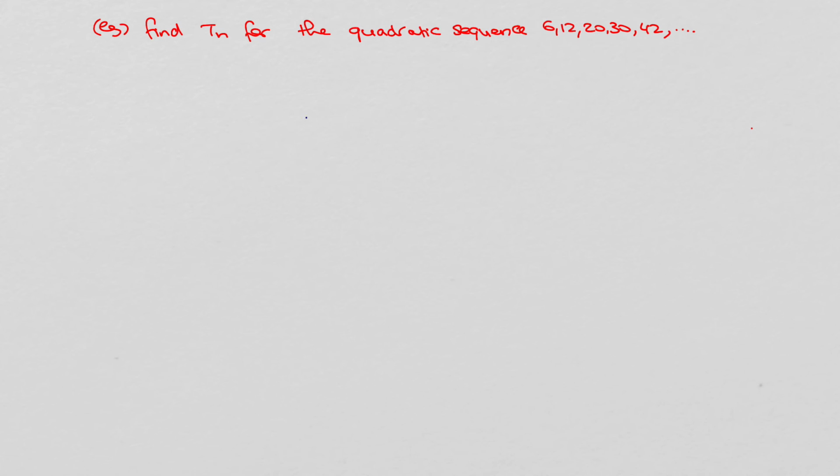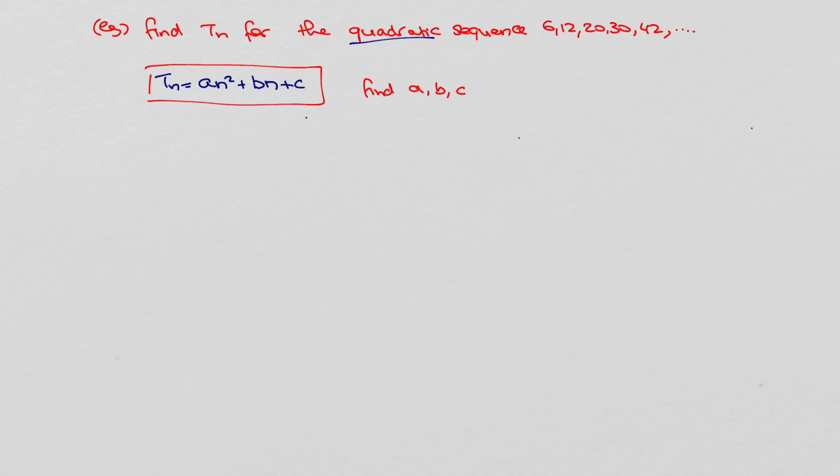So if we have, for example, our quadratic sequence here, we're told it's quadratic, then we know that our equation is going to take the form an squared plus bn plus c. Therefore, we need to find a, b, and c. So to find a, what we have to do is get our second difference, and we know that our second difference will always be equal to 2a.